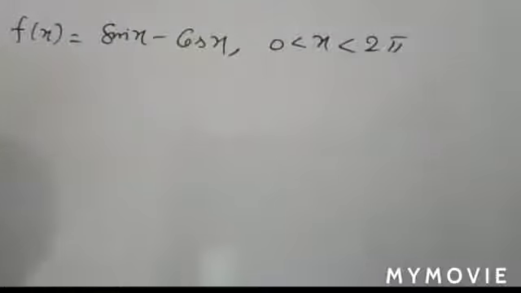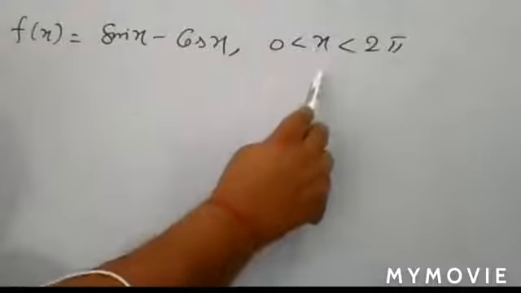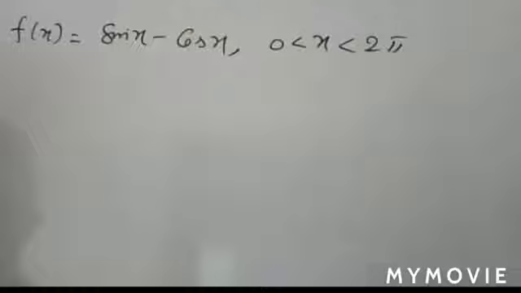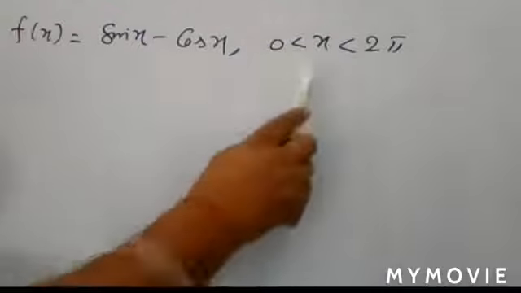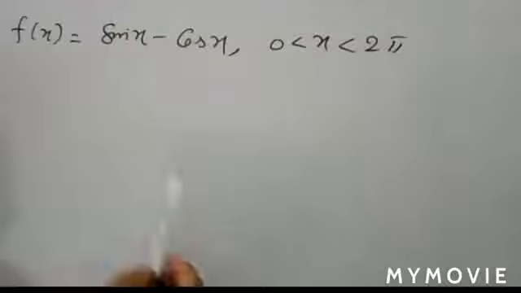And one thing you should note here: if you have an open interval and the word local is sometimes not given, meaning the question is asked like this, find the maximum and minimum value of the function in the given interval. If your interval is an open interval like that, then you automatically think about only the local maximum and local minimum value. Understand?